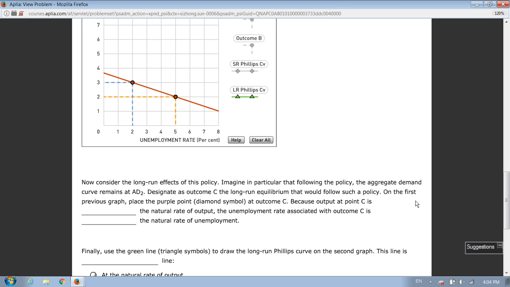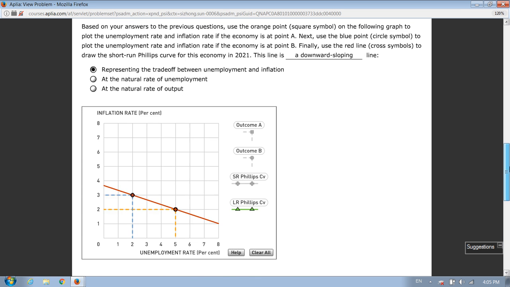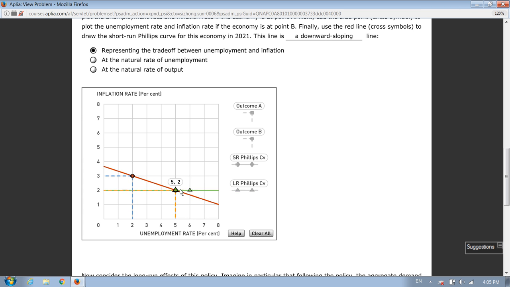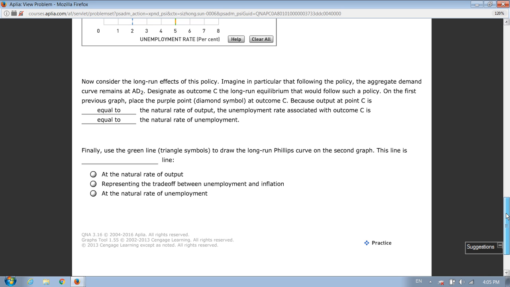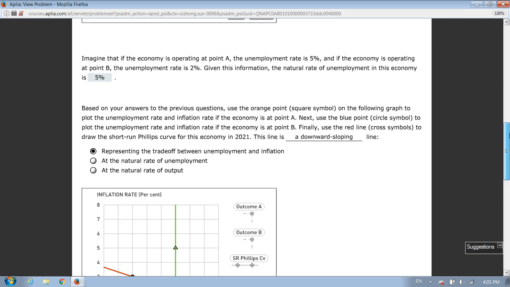Because output at point C is equal to the natural rate of output, the unemployment rate associated with outcome C is equal to the natural rate of unemployment. Finally, use the green line to draw a long-run Phillips curve on the second graph. The long-run Phillips curve is vertical. It does not depend on the inflation rate. It is a vertical line at the natural rate of unemployment. Alright, so that's question 1.